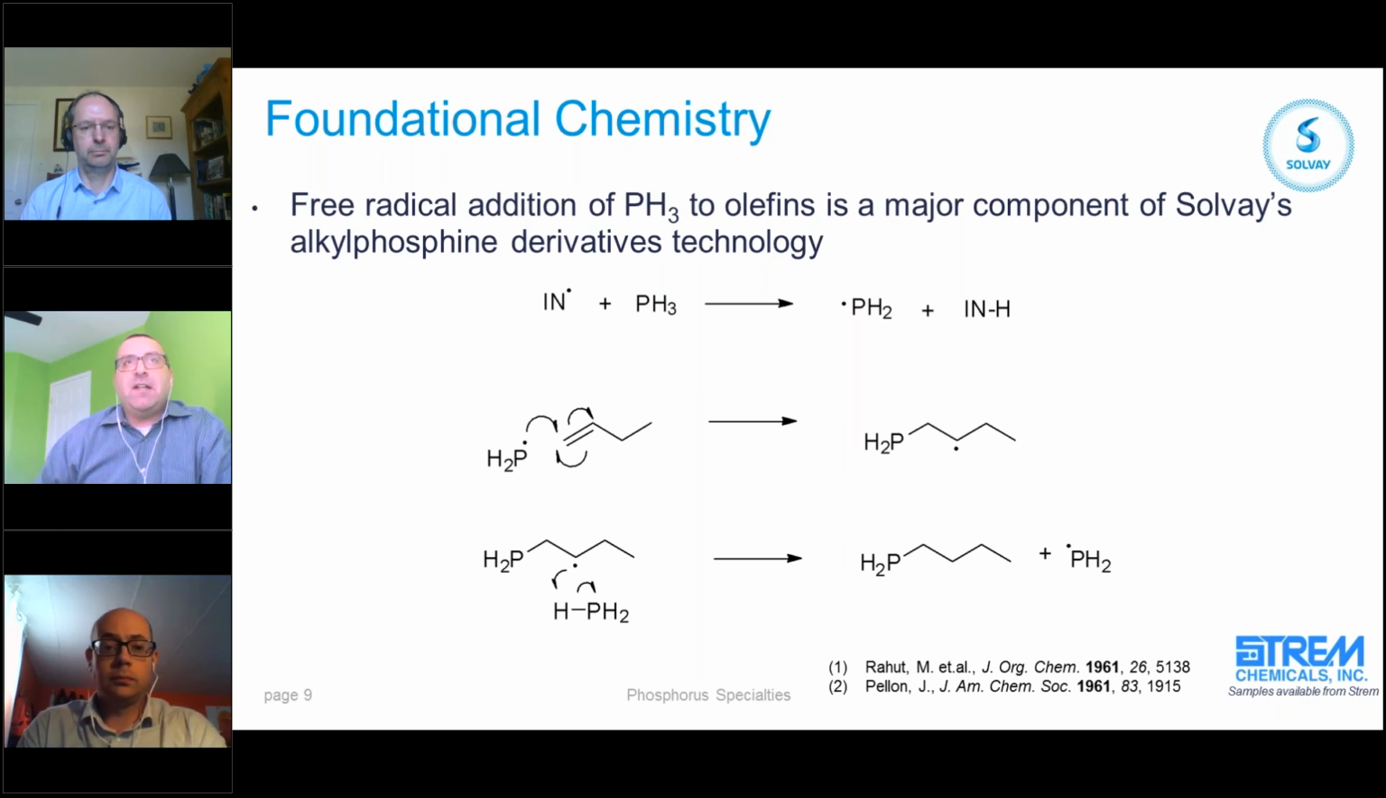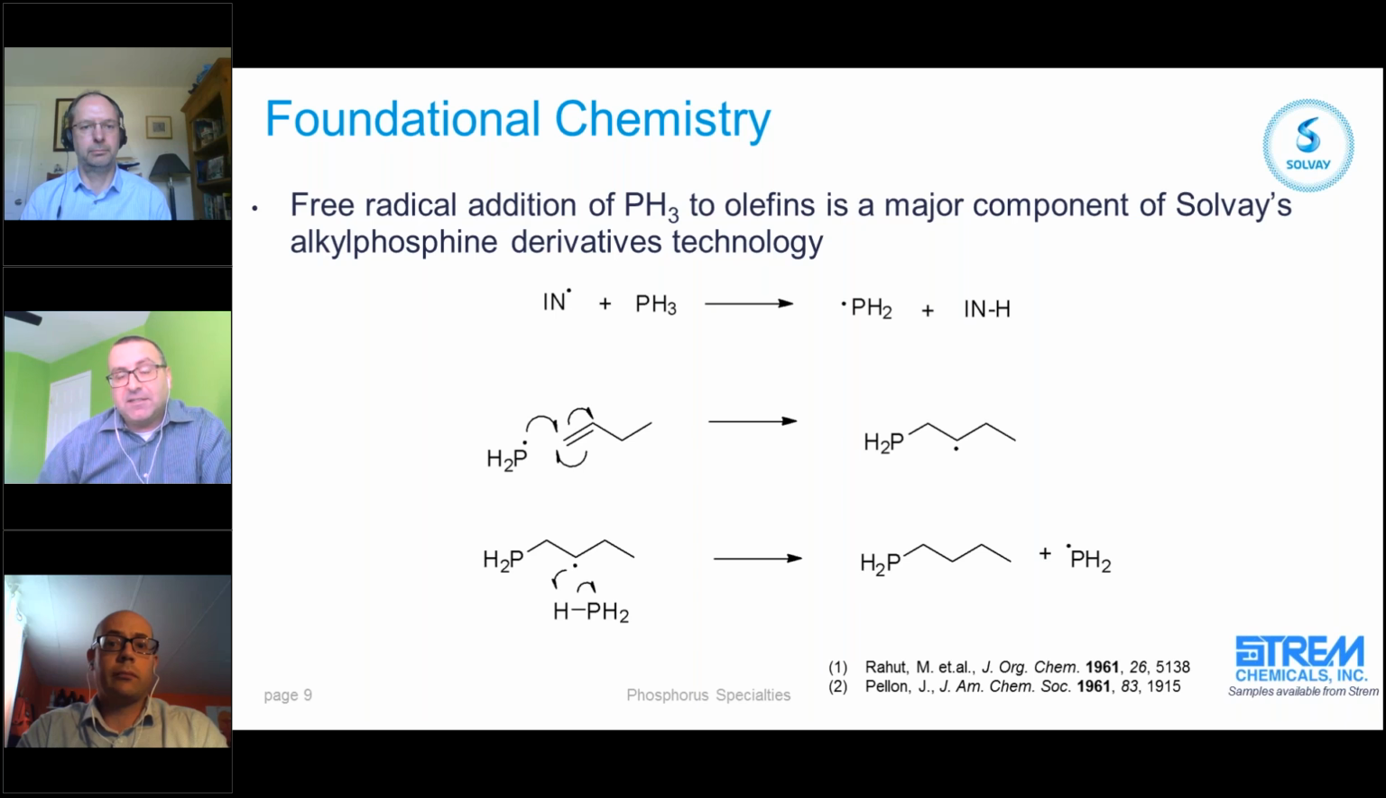So from phosphine gas, we need to find a way to make phosphorus-carbon bonds. One of the most practiced chemistries that we employ today is the free radical addition of phosphine to olefins. The schemes shown on the screen today are a relatively straightforward and pretty familiar set of radical-based chemistry. Essentially, we start with an initiator to generate a phosphine-based radical in that top reaction that you see.